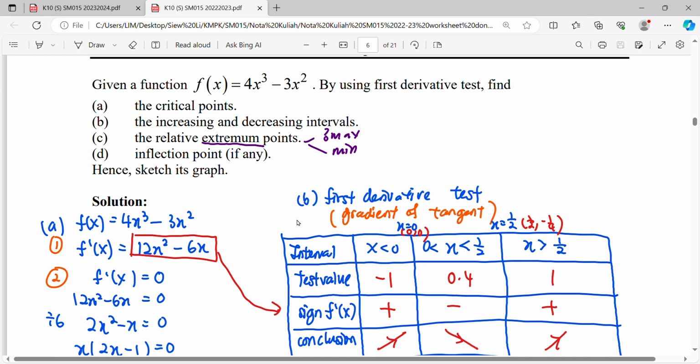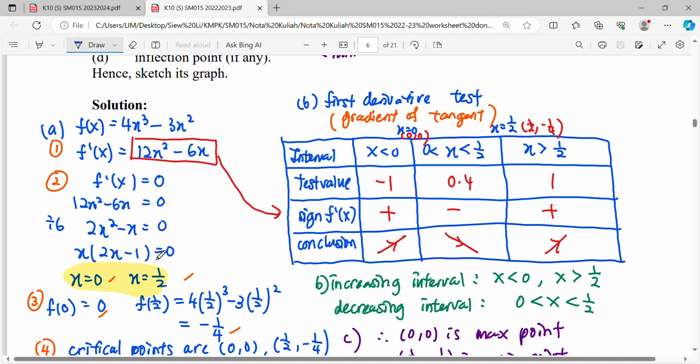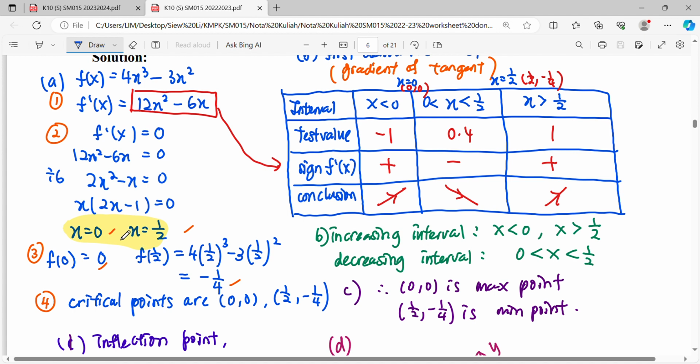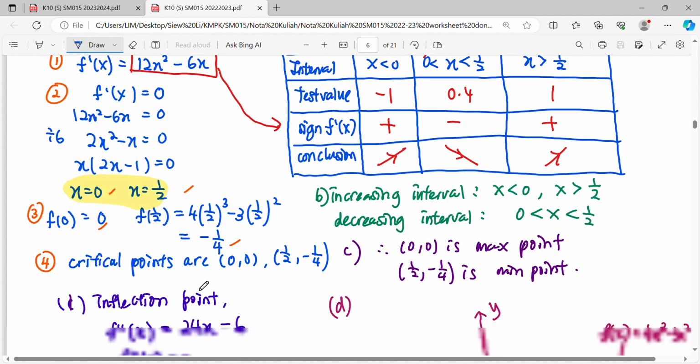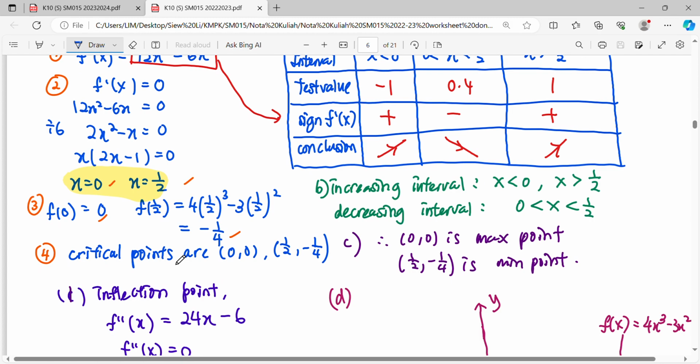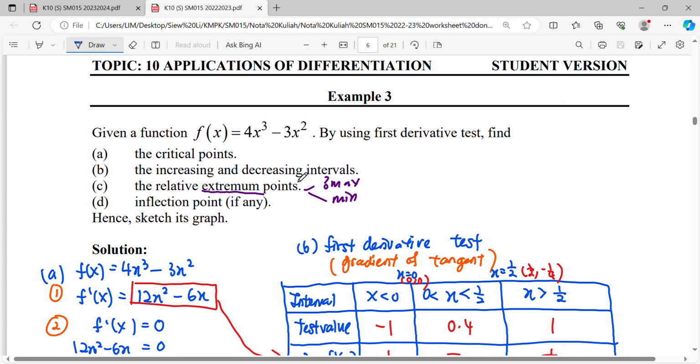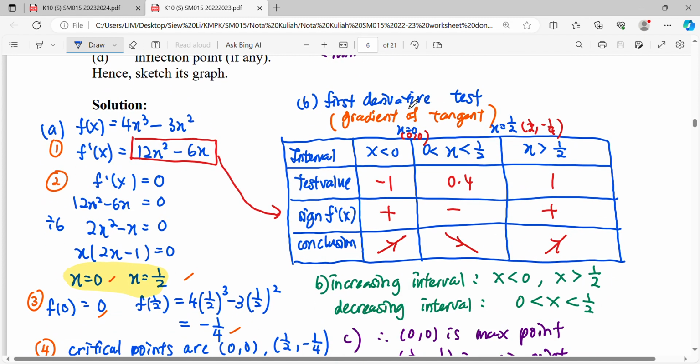Additional explanation for this example. For this function, after we find the critical point x coordinate, we substitute it into the function to find the y coordinate. For this critical point, we are not sure whether it is a maximum or minimum. Therefore, we can use our first derivative test, which is finding the gradient of the tangent.